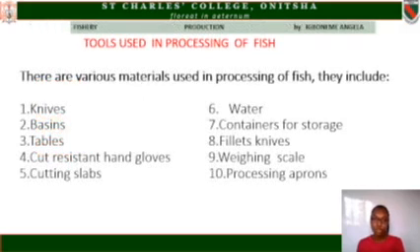Tools used in processing of fish. There are various materials used in processing of fish. They include: 1. Knives. 2. Basins. 3. Tables. 4. Cut-resistant hand gloves. 5. Cutting slabs. 6. Water. 7. Containers for storage. 8. Flat knives. 9. Weighing scale. And 10. Processing apron.